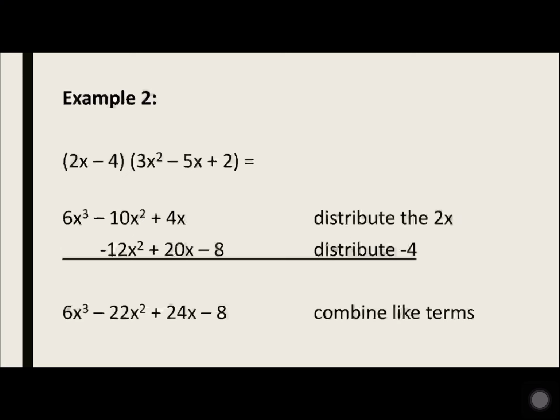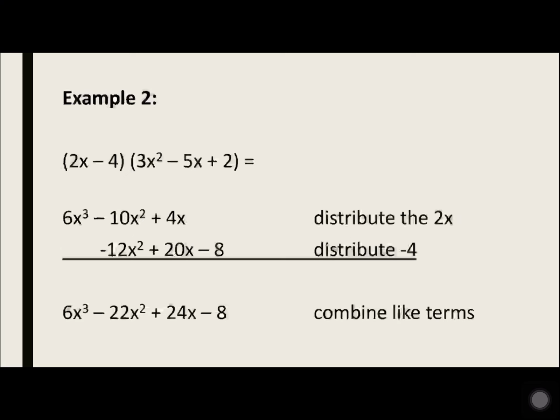Now distribute the negative 4. Negative 4 times 3x squared is negative 12x squared. Negative 4 times negative 5x is positive 20x. Negative 4 times 2 is negative 8. I lined up the like terms. Notice the squares and the x's are lined up.